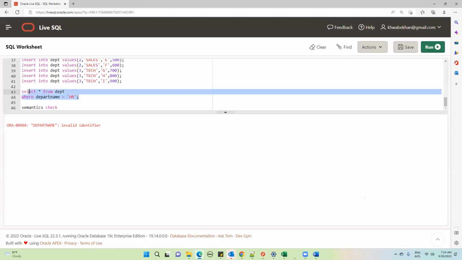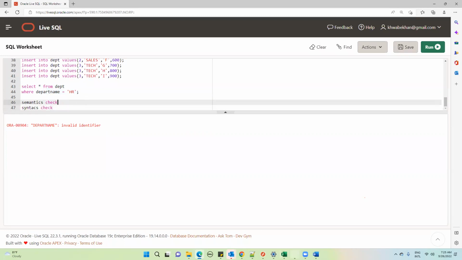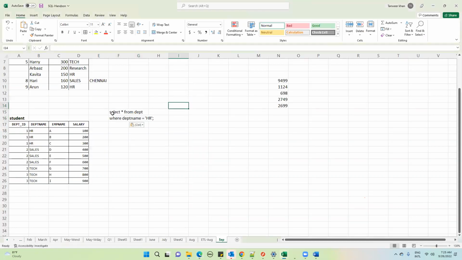So these all are known as semantics check. When you execute any query, first of all, your engine will check whether this table exists or not, this column exists or not. Okay, so this is known as semantics check. And apart from this, there is syntax check as well. I will come to this and tell you what syntax check is. Okay, so now let's try to understand what will happen when you are executing this query.